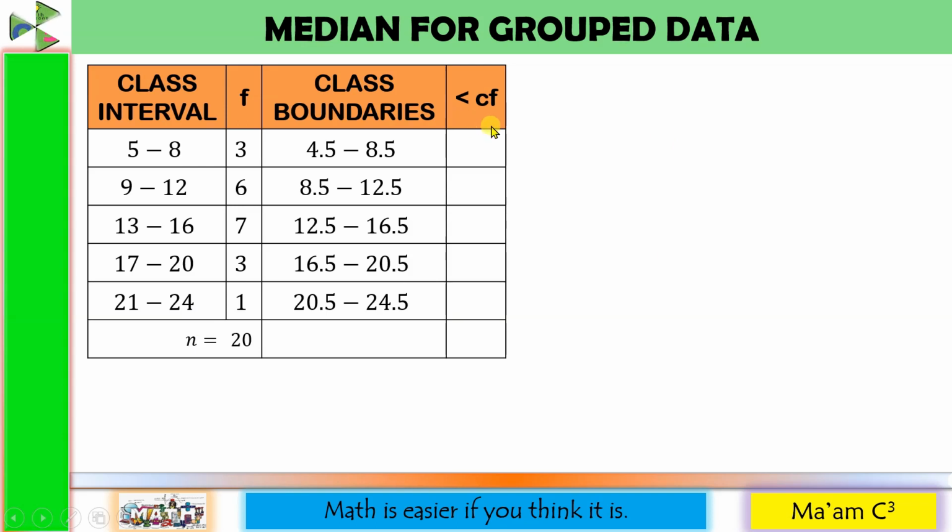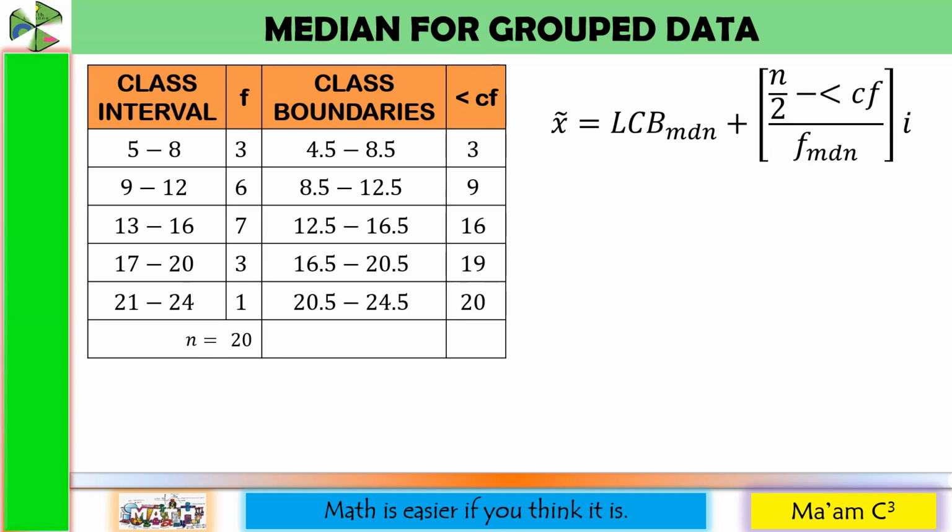For the less than cumulative frequency, we always start at the lowest class interval. So our lowest class interval is 5 to 8. We simply have to copy the frequency here to here. Then we add the next frequency. 3 plus 6 is equal to 9. 9 plus 7 is equal to 16. 16 plus 3 is equal to 19. 19 plus 1 is equal to 20. You will know that your less than cumulative frequency is correct if your last value is equal to the total number of frequency. Now, let us recall our formula.